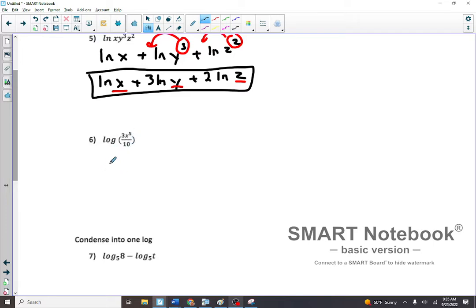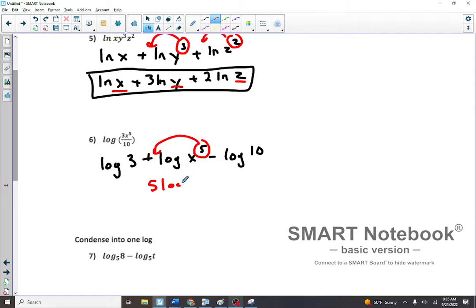This one, we have multiplication and division. So I'm going to rewrite this as log 3, because it's times log, not times, I'm sorry, plus log x to the 5th minus log 10. This one will have to move to the front. So this is going to be a 5 log x. And then log base 10 of 10, you can reduce down to 1. I probably would have taken a point off, but that's the most proper way to do it.